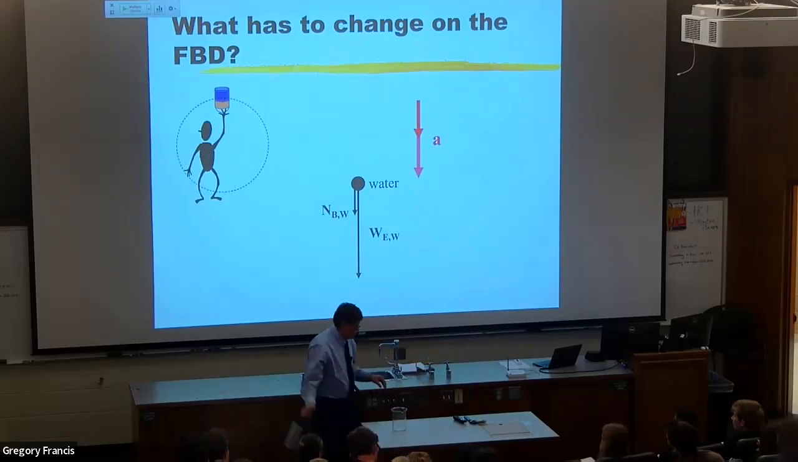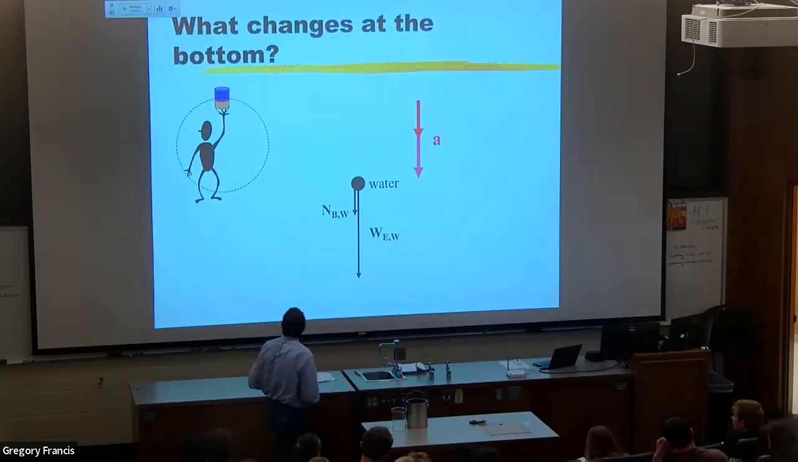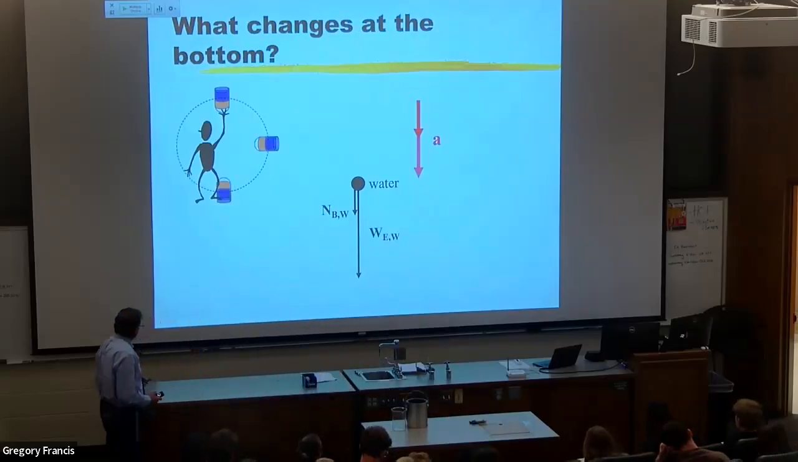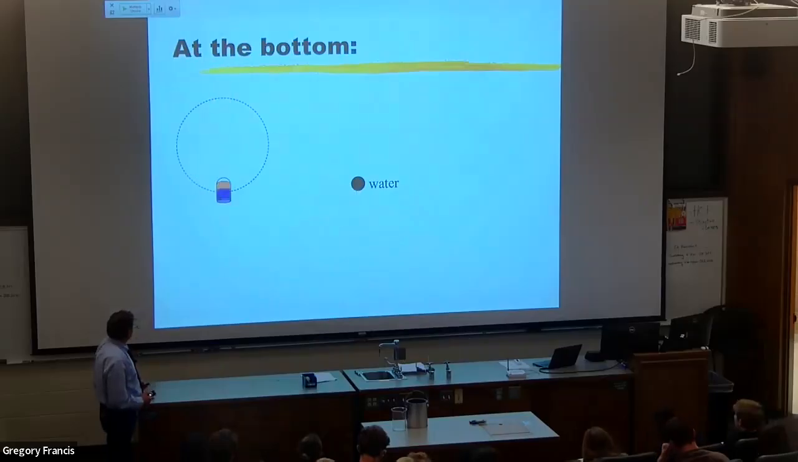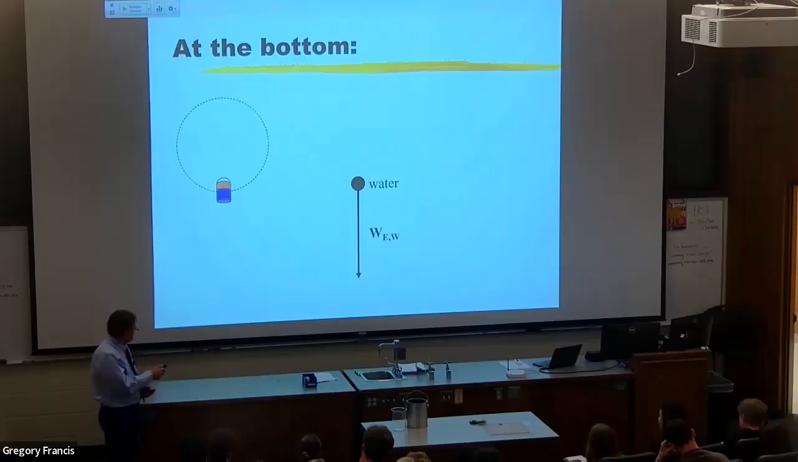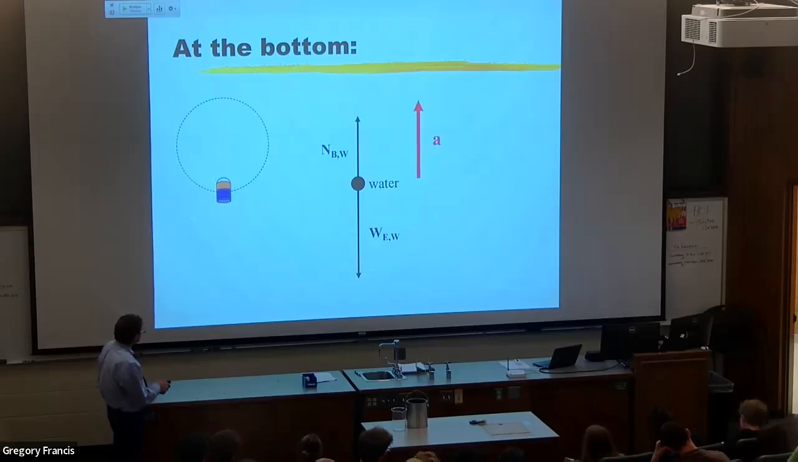So now we want to do the bucket at the bottom of the swing. Let's move that bucket down here and see how things change. At the bottom, what direction is the acceleration? Yeah, it's got to be up towards the center. So let's draw a free body diagram. We put the weight on there. Now the bottom of the bucket is below the water, so it pushes up. But my acceleration has to be towards the center of the circle. So what does that tell me about the normal force compared to the weight? Got to be bigger. Got to be a lot bigger.